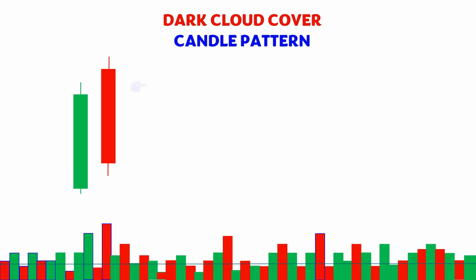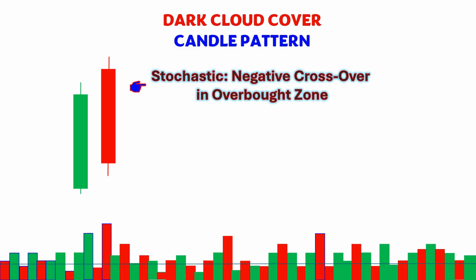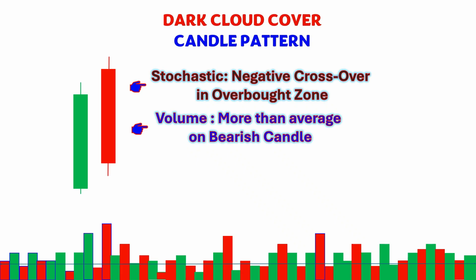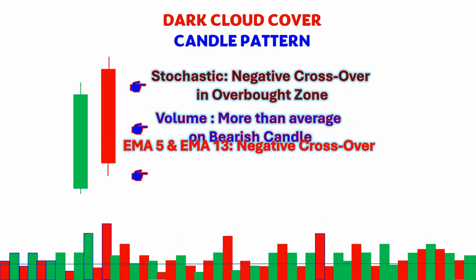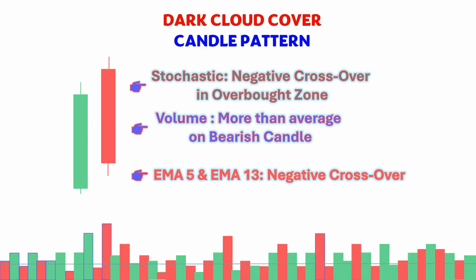Smart traders never rely on a single signal. Combine this pattern with technical indicators for stronger confirmation. Stochastics, look for a bearish crossover in the overbought zone. Volume, a sudden rise on the bearish candle confirms institutional selling. EMA 5 or EMA 13, if the price starts closing below these, it confirms trend reversal.